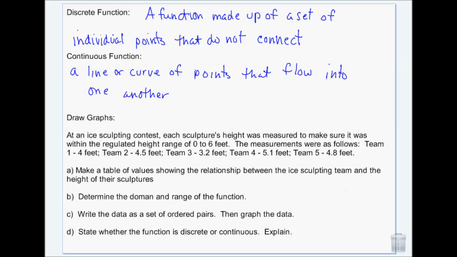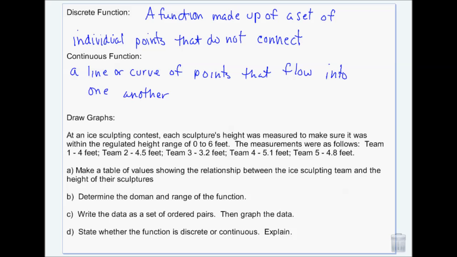So now my function point would be day 1, 5 marbles, so it would be 1, 5. And then day 2, I throw in 5 more marbles, so then it's 2, 10. Day 3, I throw in 5 more marbles, so it's 3, 15. But you see how it's individual points, throwing in 5 marbles at a time, so it doesn't flow into each other. A continuous function is a line where the points flow into each other.